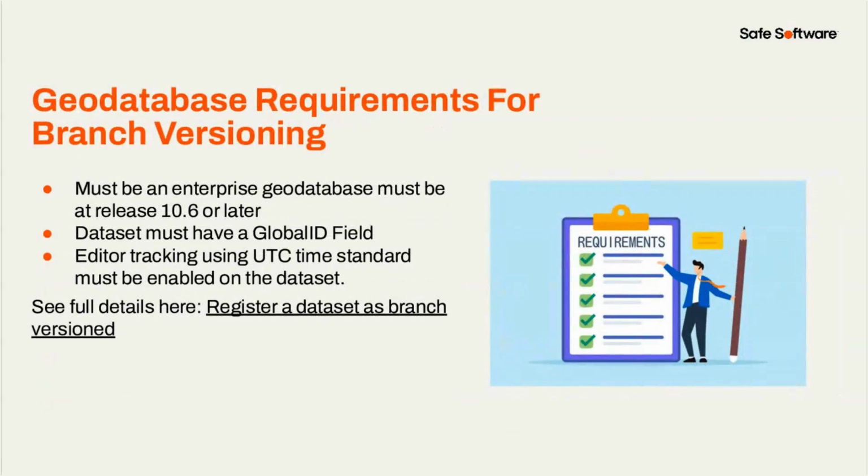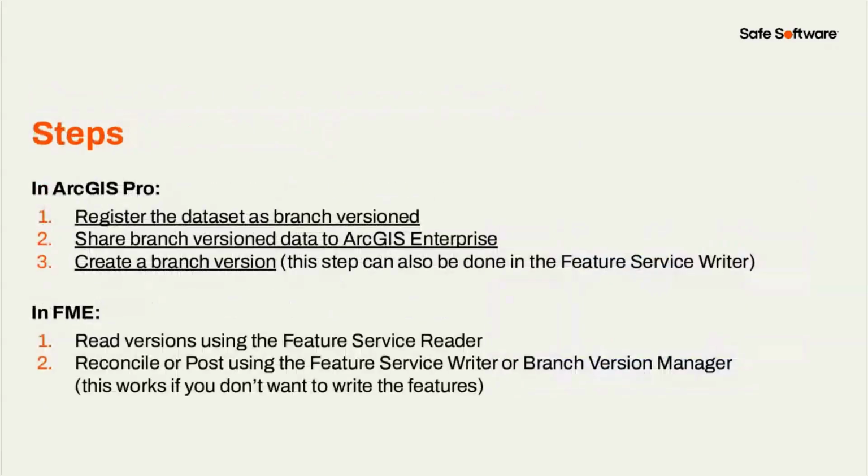Some requirements on the geodatabase side for branch versioning: you're going to need a geodatabase that's 10.6 or later. You must have a global ID field, and you must have editor tracking. Again, full details can be found in the link provided there.